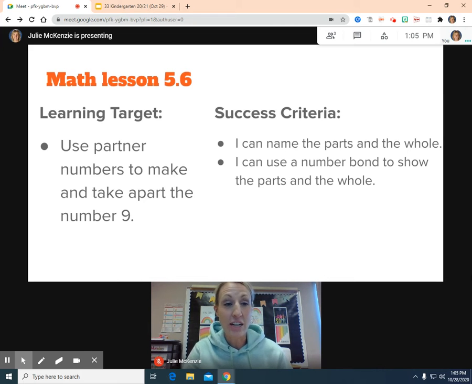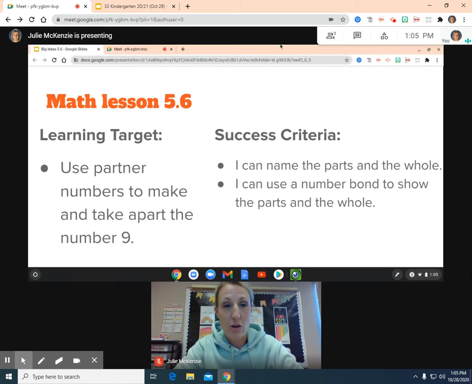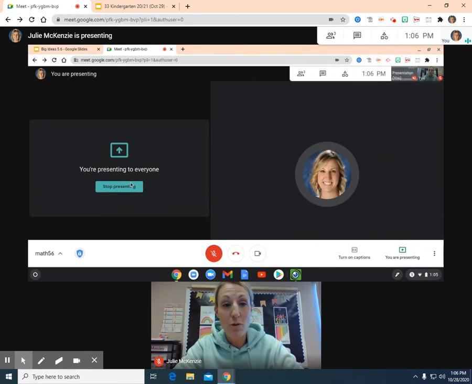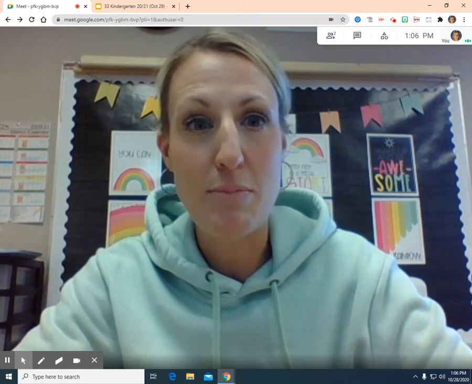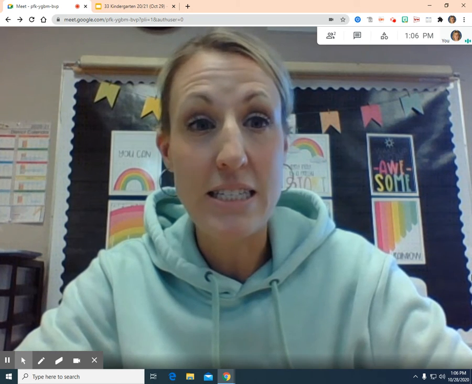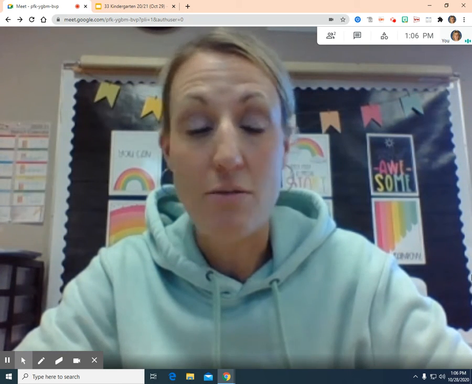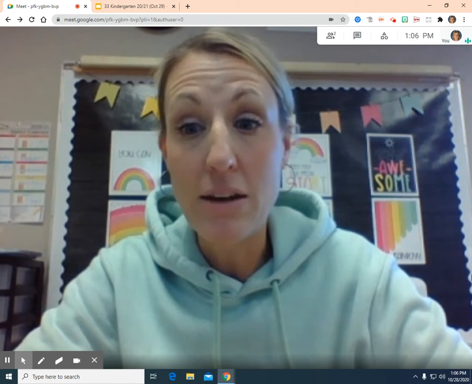The learning target says, I can use partner numbers to make and take apart the number 9. We will know that you've been successful if you can name the parts and the whole, and you can use a number bond to show the parts and the whole. We've been doing a lot of work with number bonds, and I think you're getting pretty good at using them, but we're going to practice each day, and we're starting to have bigger and bigger numbers.